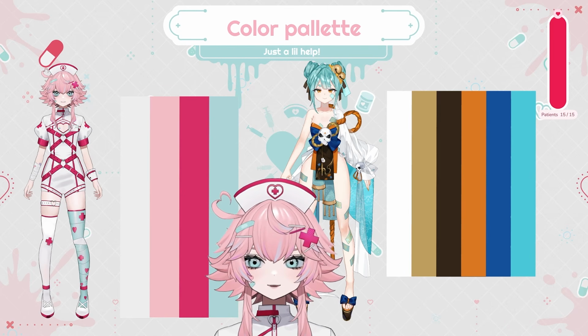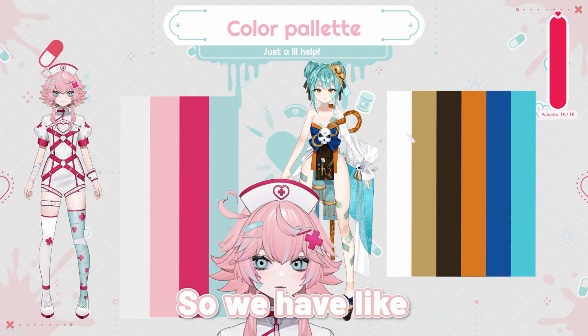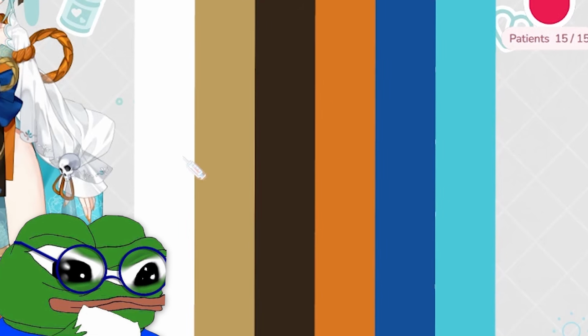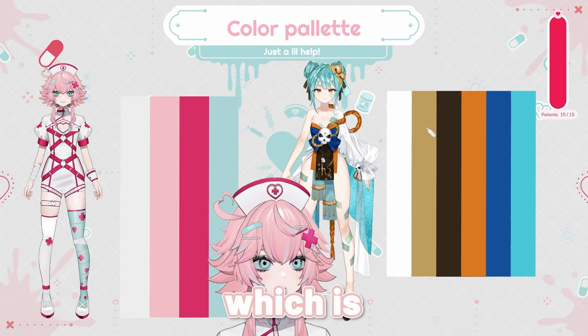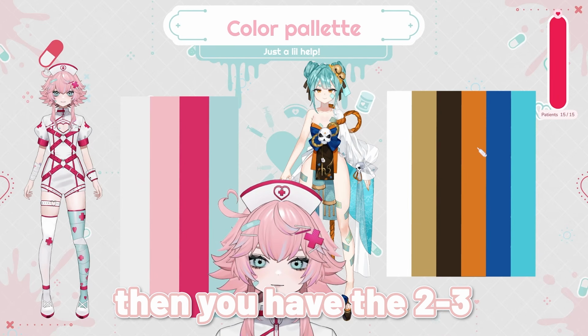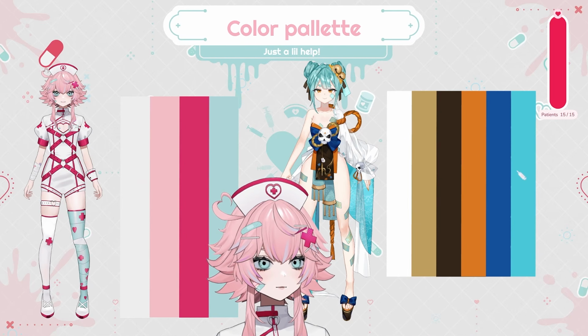But basically, I broke down some of the color palette things I noticed in some VTubers. So we have two neutral colors, which are the brown and the white. These work as a neutral base. Then you have the accent color, which is the gold, because she has a lot of gold accents in her design. And then you have the 2 to 3 poppy colors that work to bring out the life in the design.